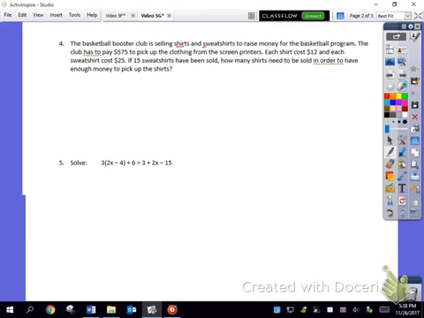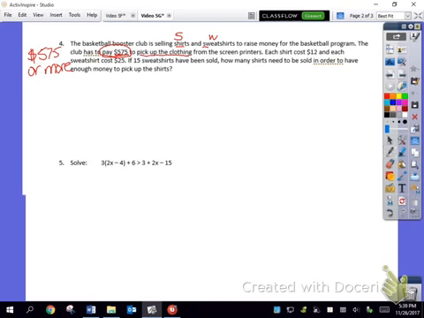Now notice these both start with S, so I'm going to use S for shirts and W for sweatshirts. The club has to pay $5.75 to pick up the clothing from the screen printers. So in order to get it, they have to pay $5.75. They need $5.75 or more, because whatever they have over that, they get to keep. But if they don't have that much money, then they're going to go in the hole. So they need $5.75 or more.